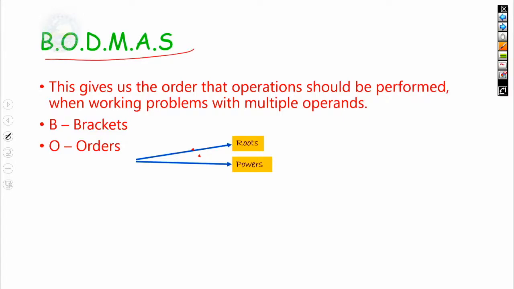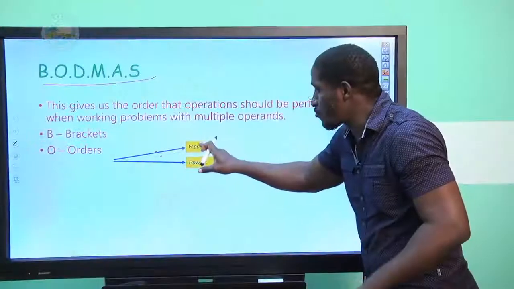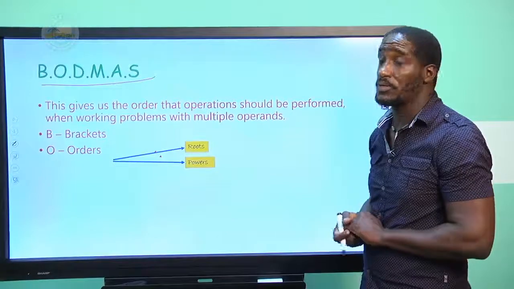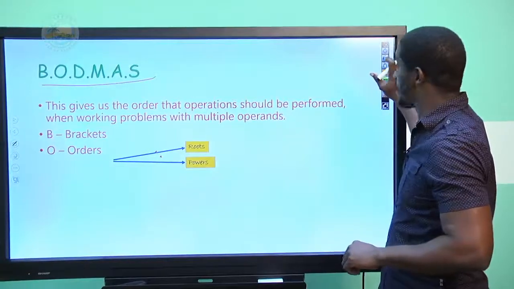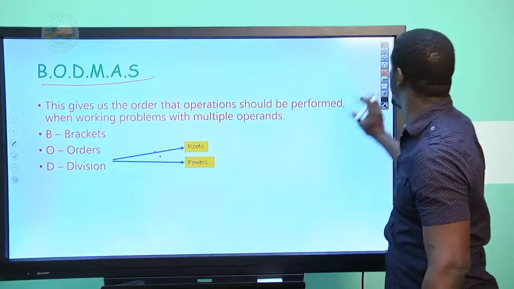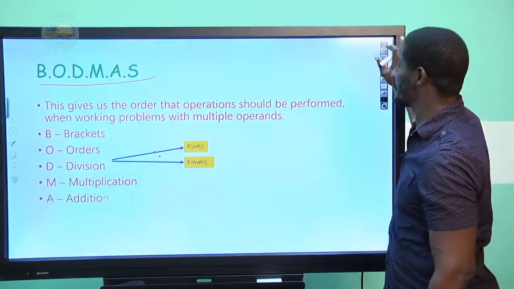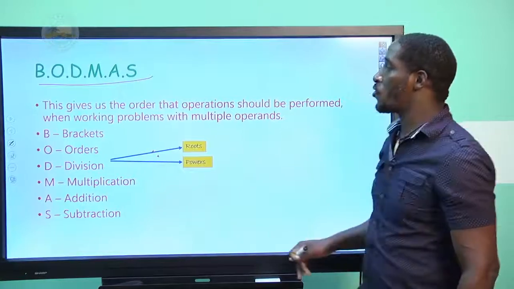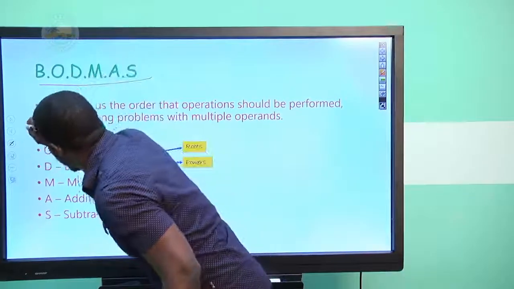Inside of the brackets, we need to work out what's inside. If there are no brackets, we then check to see if there are roots or powers. If there are roots or powers, we work the roots or the powers. The next letter in our acronym, D, stands for division, then multiplication, then addition, then subtraction. So we are to work these in this order.